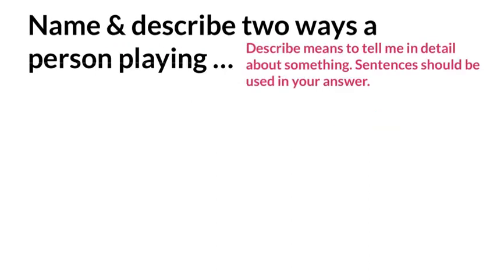Right, now a slightly different one. This is probably about a 3, 4 question, or it might even be higher depending on what this is. Now this one said, name and describe 2 ways a person playing your sport could get a concussion. I think that was the exact question. So the red here tells us that what we should be doing is describing, which means to tell me in detail about something. So I've got to add details.